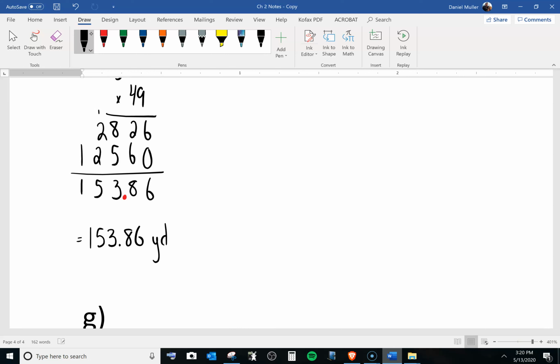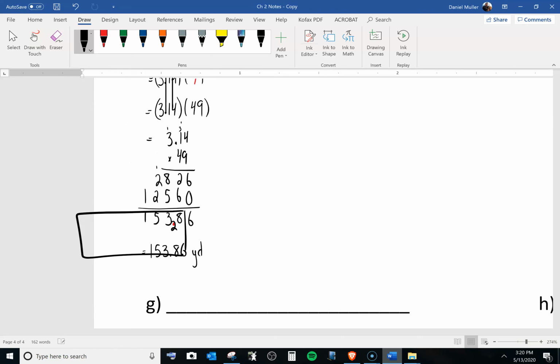I don't know what the units are, yards or something. I'm going to write this down. And maybe I'll have to change that in just a moment here. Let's just take a look.